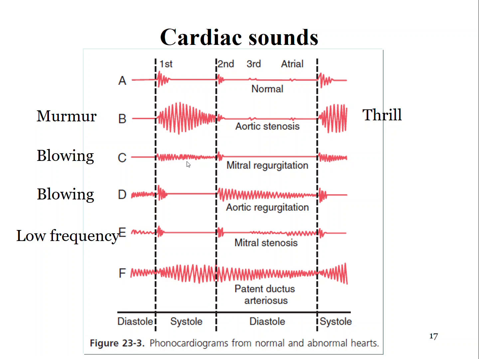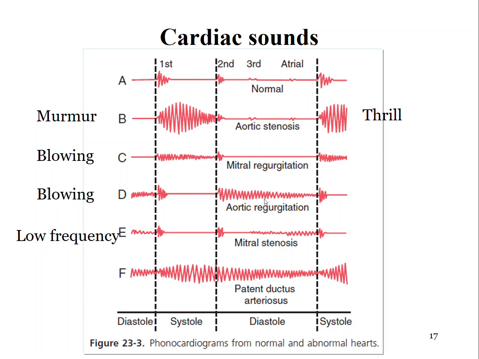We have another abnormal sound during systole. It has a high frequency, and a lower amplitude, which we call blowing. It is because of mitral regurgitation, which means the mitral valve is defective and cannot close completely. So during systole, when the pressure inside the ventricle is higher than in the atrium, the blood can flow back into the atrium. So the mitral valve here is not normal.